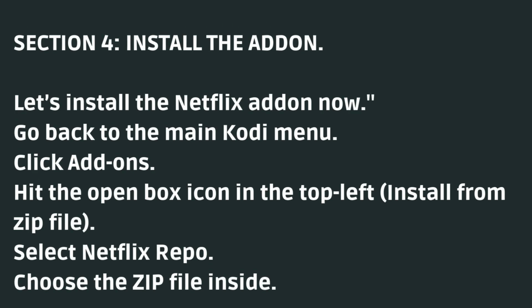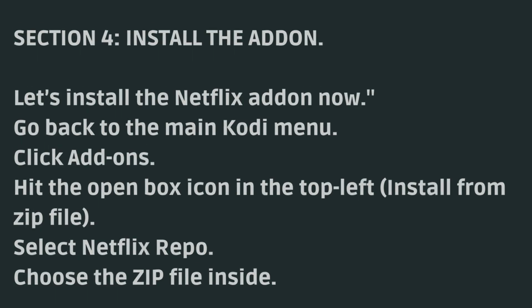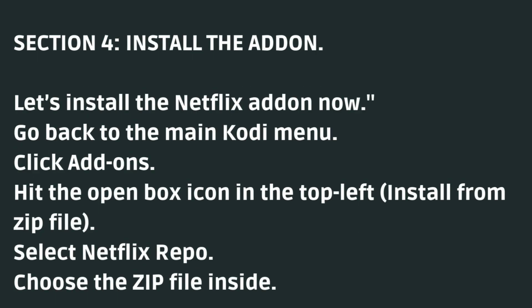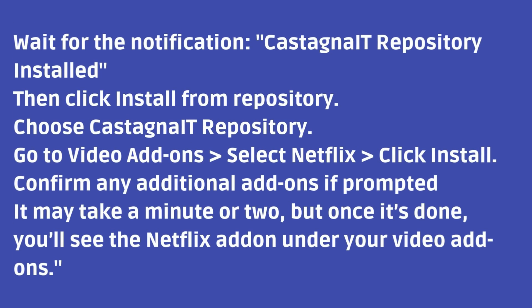Section 4. Install the add-on. Let's install the Netflix add-on now. Go back to the main Kodi menu. Click Add-ons. Hit the open box icon in the top left. Select Netflix Repo. Choose the zip file inside. Wait for the notification. Castanho IT Repository installed.